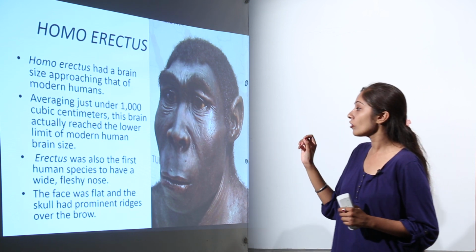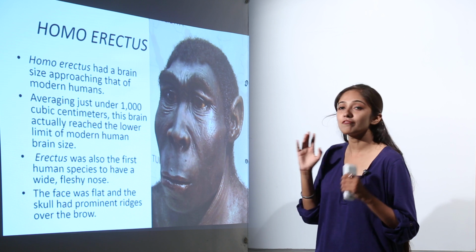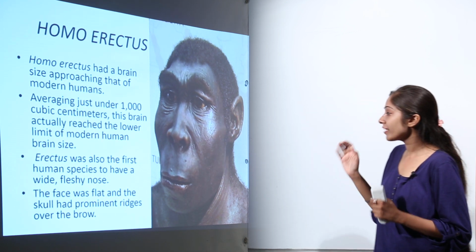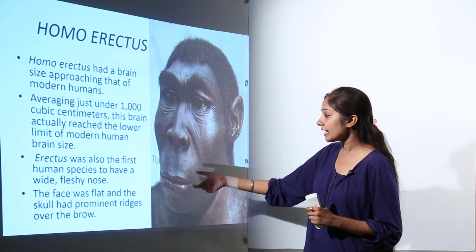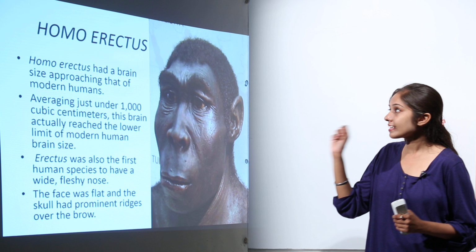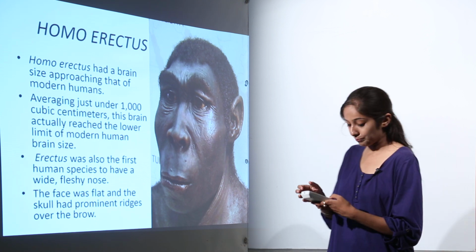Erectus was also the first human species to have a wide fleshy nose, and the face was flat and the skull had prominent ridges over the brow. So, just remember that these are the features of Homo erectus.